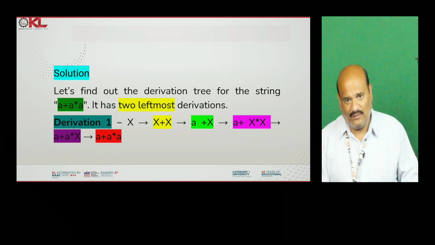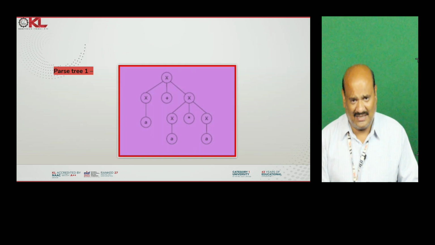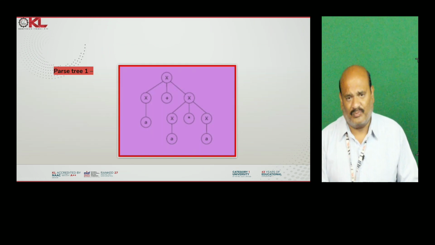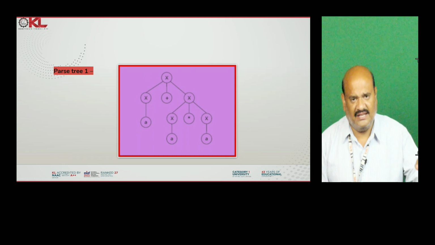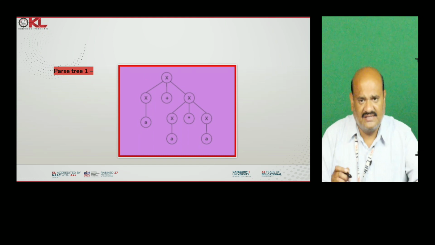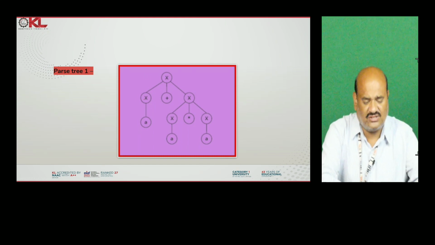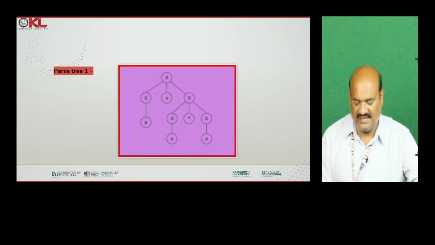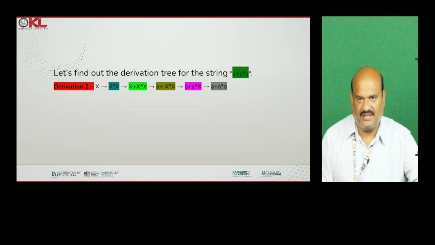Now I am searching for whether there is any alternative method to get that particular string. See here, this is my X. First X goes to X plus X. This is my leftmost. So here I am applying X goes to X into X. Then I am applying X goes to a, which is nothing but a plus a into a. This is my first methodology.